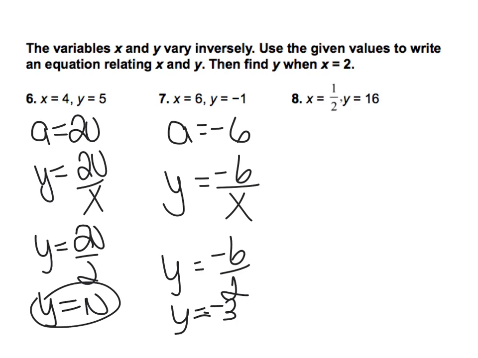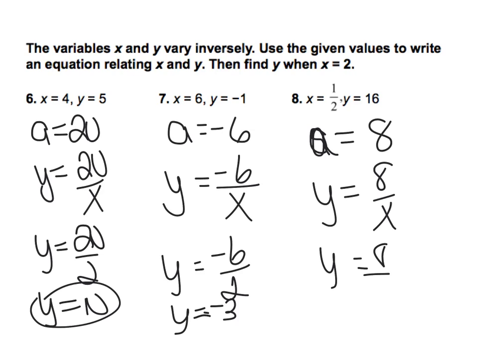On the last one, it has a fraction in there. Our a is going to be 1/2 times 16. So a, half of 16, is 8. So our equation is y equals 8 over x. And then when x equals 2, y equals 8 over 2. And y would equal 4.